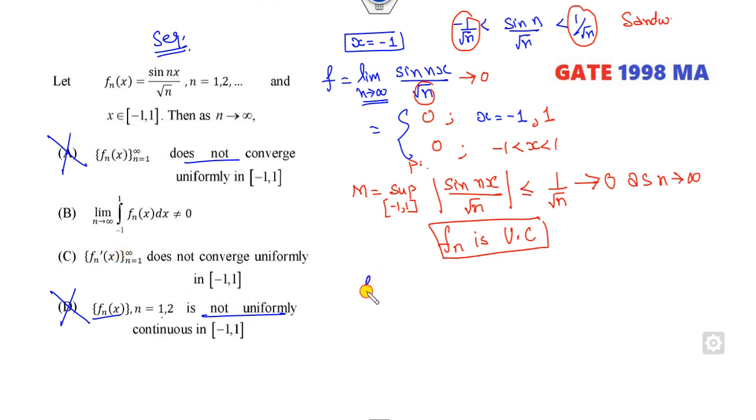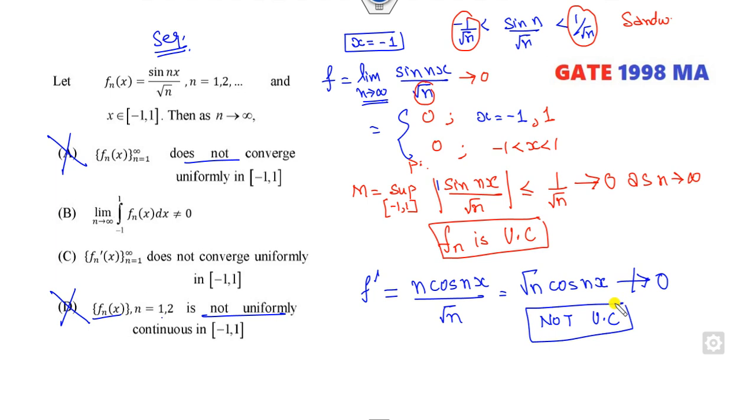Derivative. What is the f dash? What is the derivative with respect to x? It's n cos nx by root n. So I can say this is root n cos of nx. Clearly says that it does not go to 0. Again, if I apply this test, it does not go to 0. It means it is not uniformly convergent. So again, he said does not converge uniformly. So this is my correct statement.